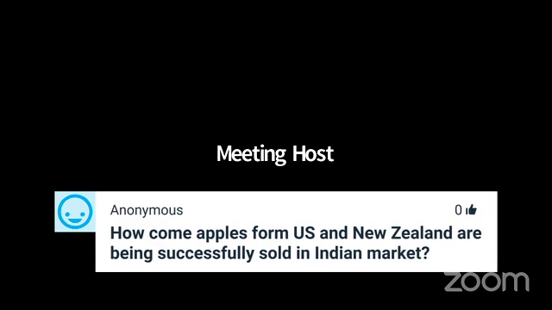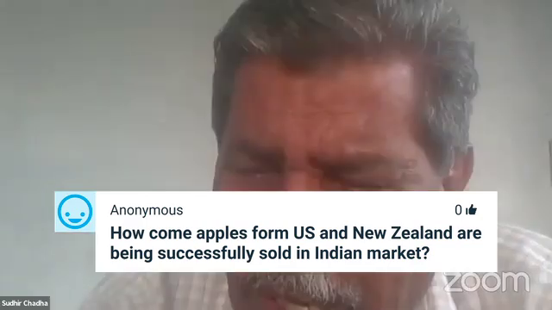Okay. And next question is, how come apples from the US and New Zealand are being successfully sold in the Indian market? Look, there are three very important things. One is what the consumer is looking for. All fruit should be alike, the same. If one is red, one is not red, half red, or one is small, one is big, it is not accepted in the market. Now the consumer taste and liking has completely changed. So the consumer is looking for all uniform apples.